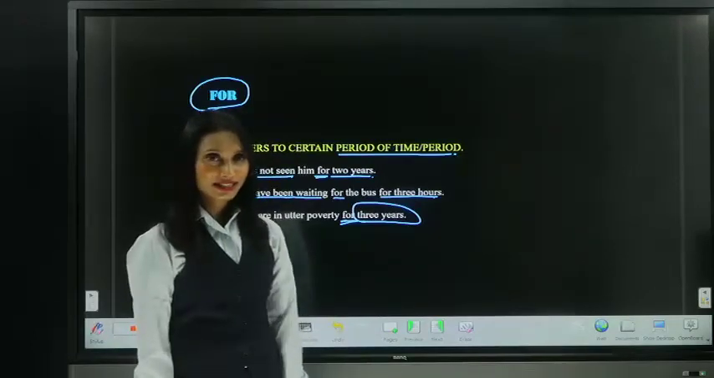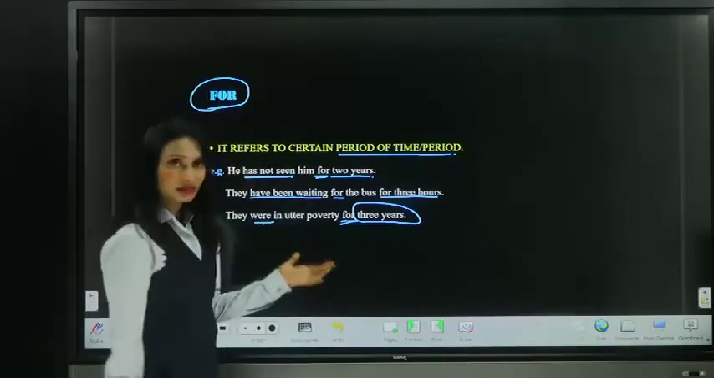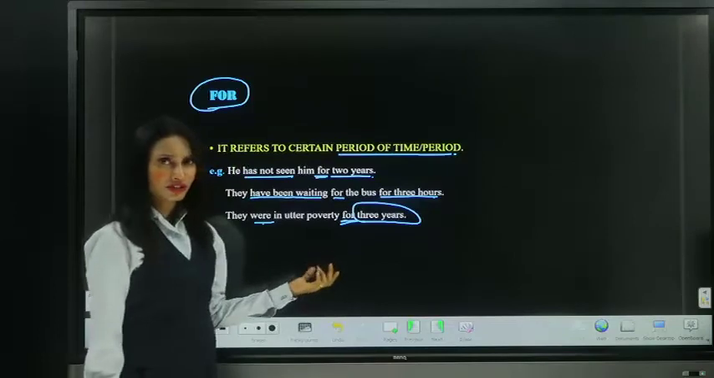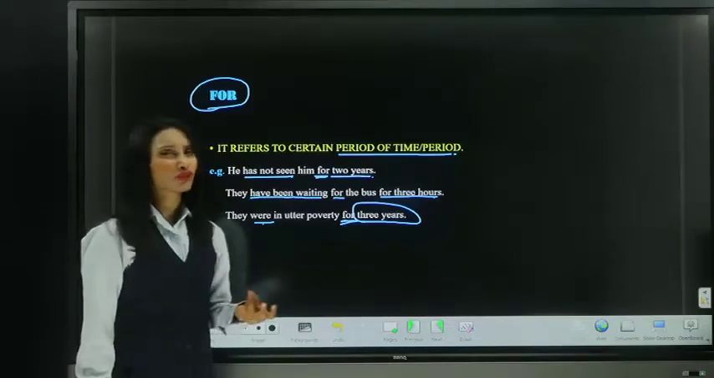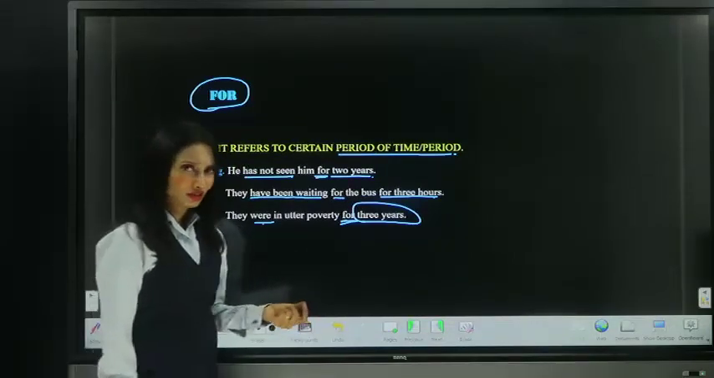I hope it is clear, guys. So we have seen quite a number of prepositions of time. Reminding after, before, you know when to use them and how to use them.